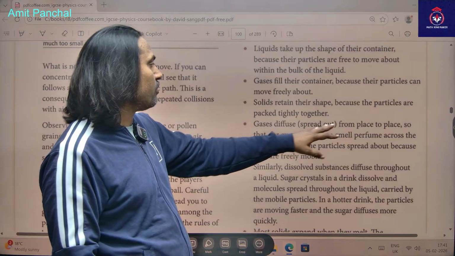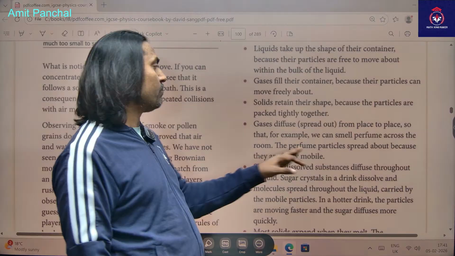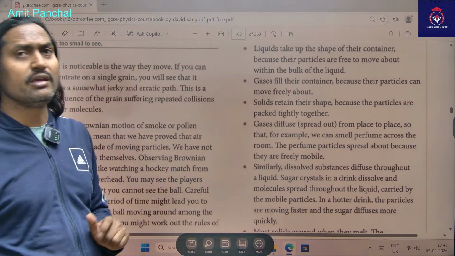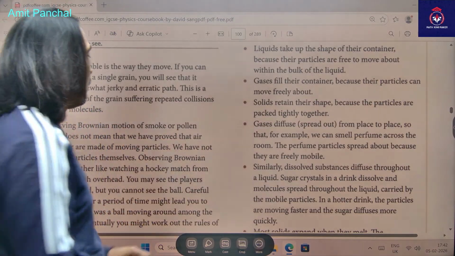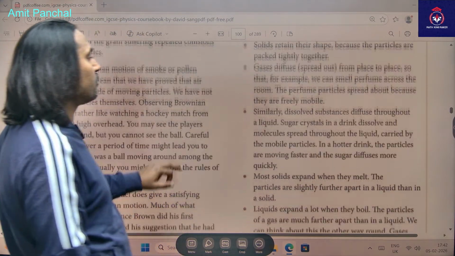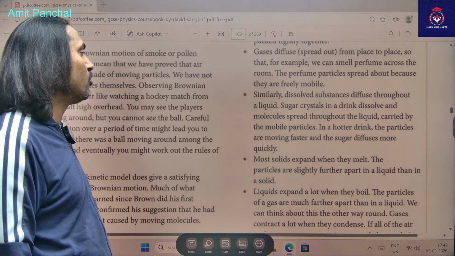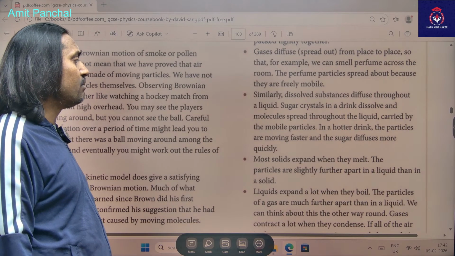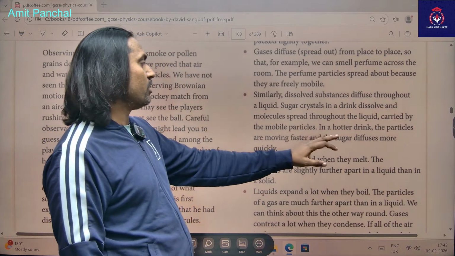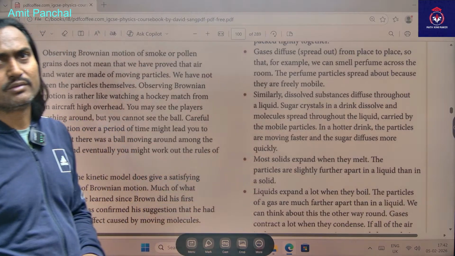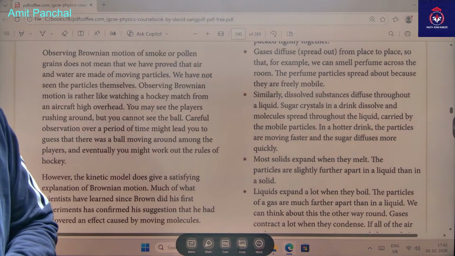Gases diffuse from place to place, so for example we can smell perfume across the room. The perfume particles spread about because they are freely mobile. Similarly, dissolved substances diffuse throughout a liquid. Sugar crystals in a drink dissolve and the molecules spread throughout the liquid, carried by the mobile particles. In a hotter drink, the particles are moving faster, so the sugar diffuses more quickly. If you give some heat, they diffuse quickly.